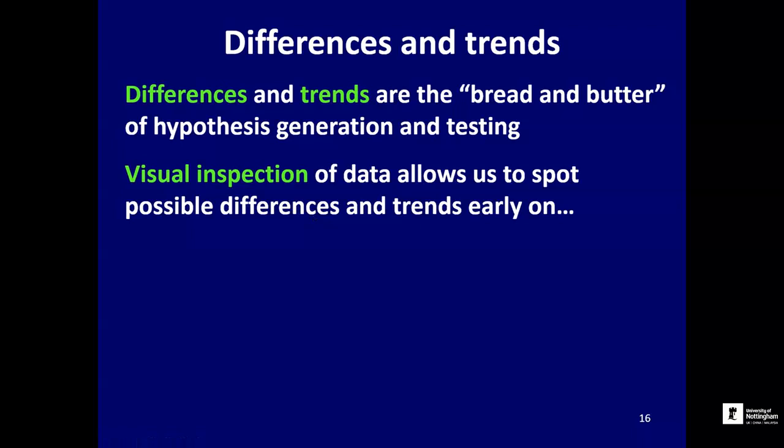So I've talked about differences, but really there are, broadly speaking, two types of pattern that we are interested in as life scientists. We're interested in differences and trends, and these two types of pattern are the bread and butter of hypothesis testing in the life sciences. And just before I start to focus on differences, I want to identify the fact that there are, broadly speaking, two different ways of visualizing these patterns that we might be interested in, differences and trends.